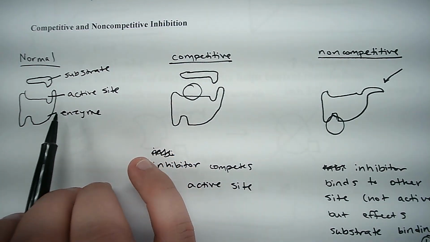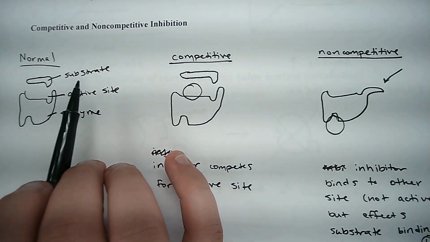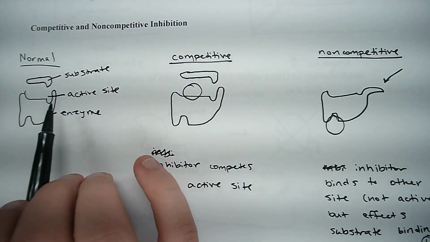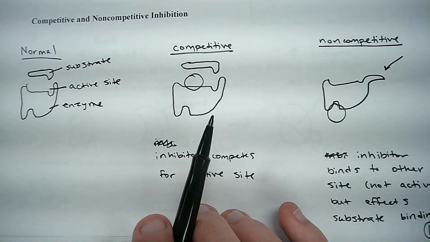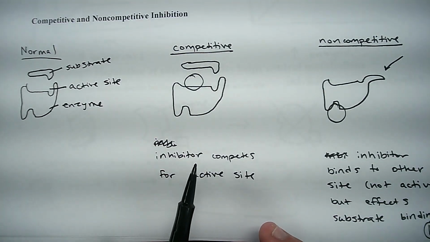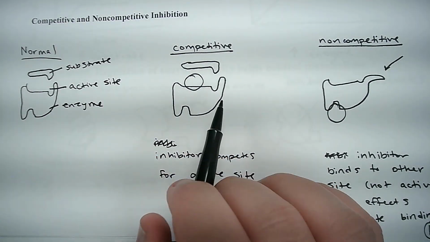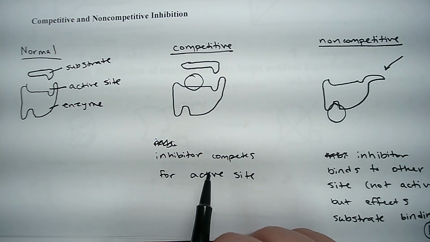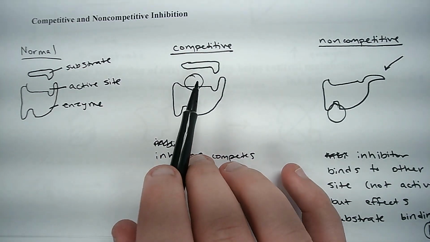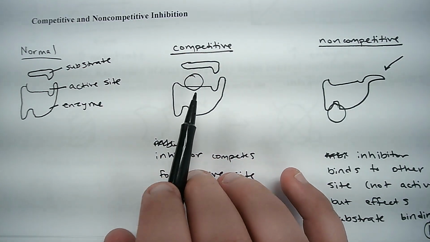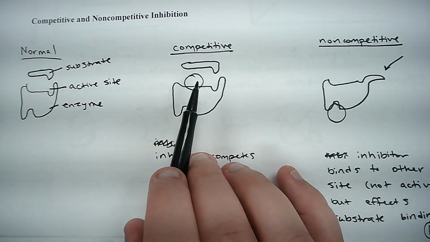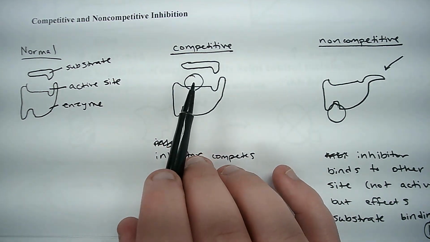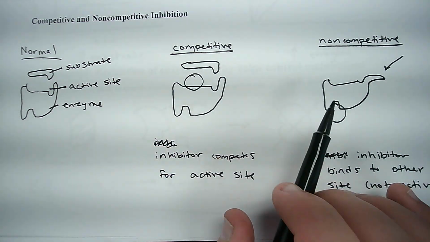Normally, we have a substrate matching up with an enzyme, fitting into the active site, and then the enzyme induces a fit. However, in competitive inhibition, there is an inhibitor that fits directly into the active site, and it inhibits by competing for the active site. It has a stronger bond to the active site than the actual substrate does. And so it sort of is a bully and pushes the substrate out of the way.